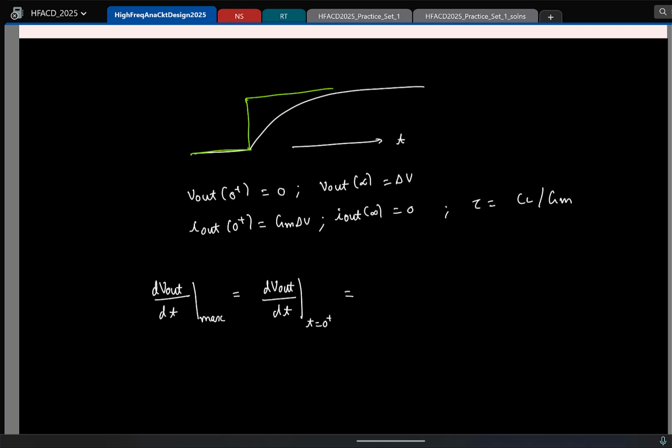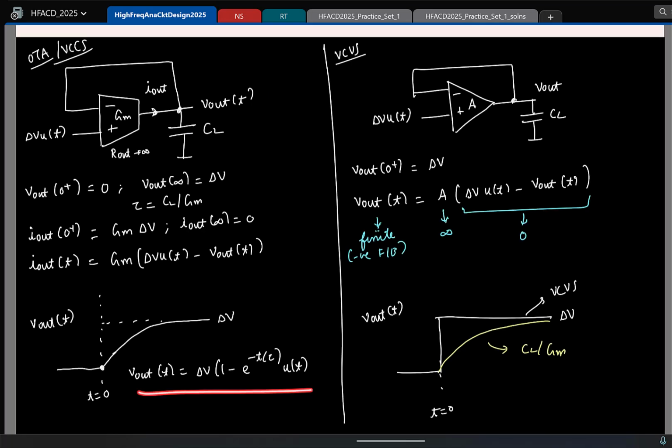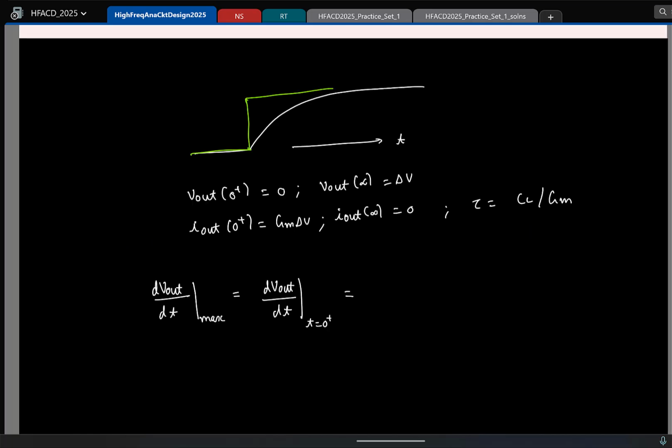I mean, one thing is to take the output equation, differentiate it and put t equal to 0. But remember that at 0 plus, I know the current. What is the current? Gm delta V. So at 0 plus, I have a case where a current of Gm delta V is charging the capacitor CL. So what will be the slope? If a current I charges a capacitor C, what is the slope? I by C. Okay. This is Gm.